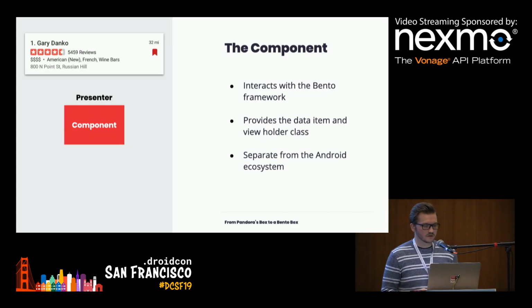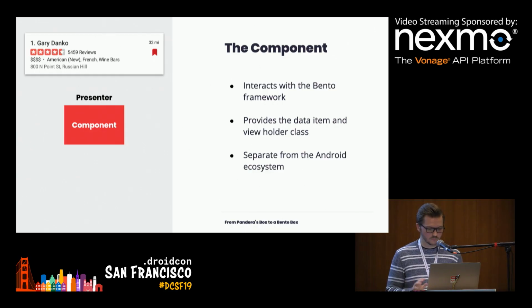And then we have our component, which is a very important class. This is the class that actually interacts with the Bento framework. It notifies when the UI has data, when the UI needs to be refreshed because data has changed, and it provides a data item and the view holder class to the framework so that the view can actually be rendered. The good thing is that it's separate from the Android ecosystem, which means it's very easy to unit test.